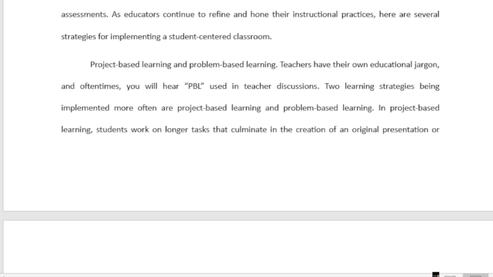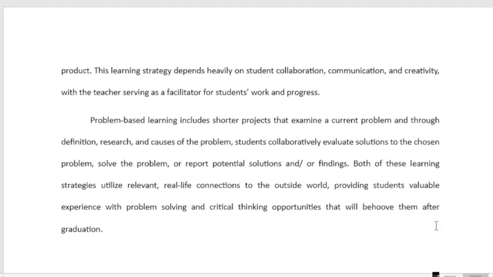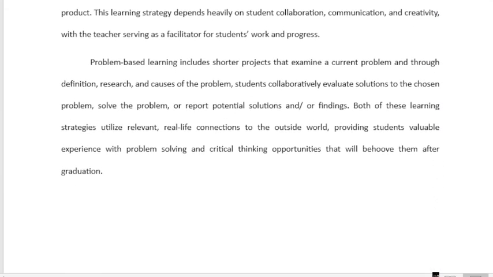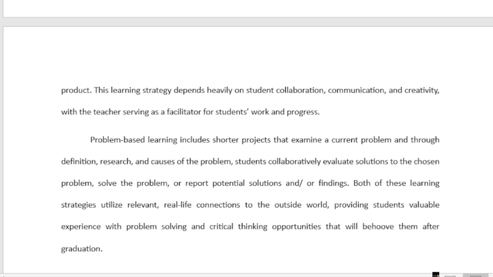In project-based learning, students work on longer tasks that culminate in the creation of an original presentation or a product. This learning strategy depends heavily on students' collaboration, communication, and creativity, with the teacher serving as just a facilitator for students' work and progress.